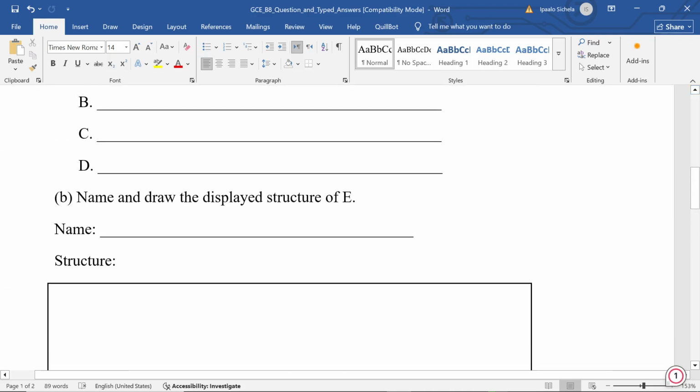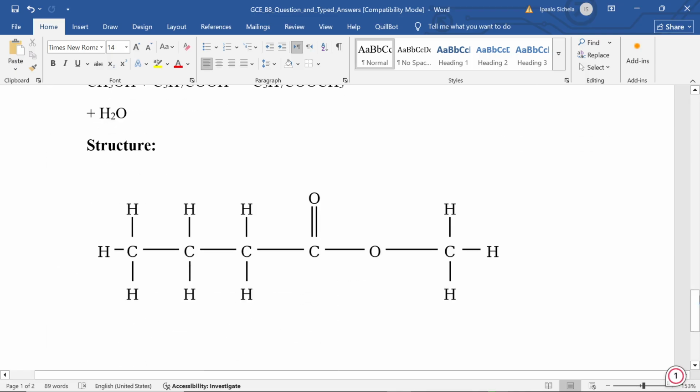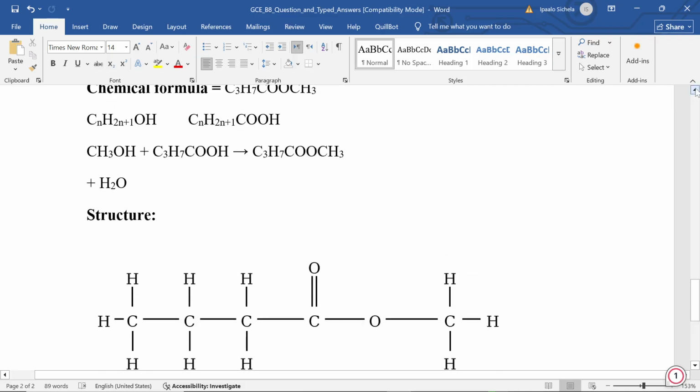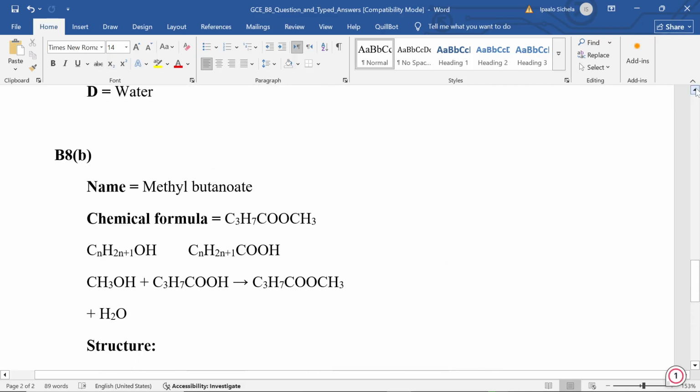Name and draw the displayed structure of E. So we have to write the displayed structure of E, the structural formula of the ester E, which is methyl butanoate. So how do you write the structural formula of methyl butanoate? I also explained it in the video I made, so check it out, but I'll try to explain here as well. The first step is to write the chemical formula of methyl butanoate.